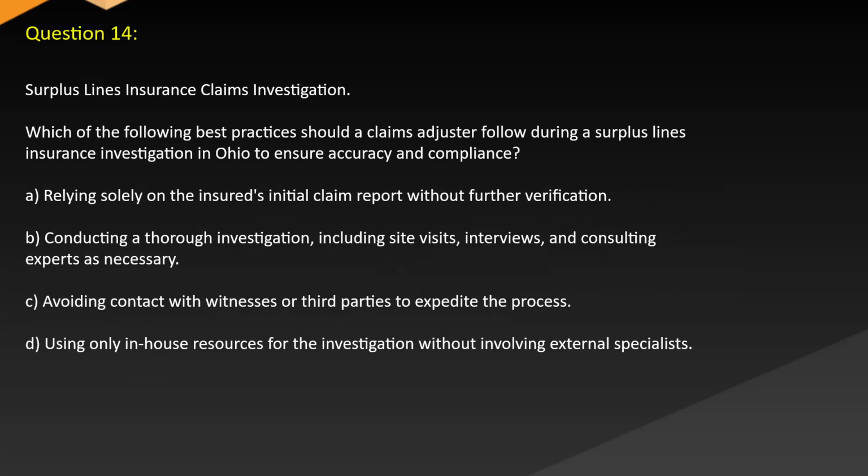3905.30-3905.36. Question 14. Surplus lines insurance claims investigation. Which of the following best practices should a claims adjuster follow during a surplus lines insurance investigation in Ohio to ensure accuracy and compliance? A. Relying solely on the insured's initial claim report without further verification. B. Conducting a thorough investigation, including site visits, interviews, and consulting experts as necessary. C. Avoiding contact with witnesses or third parties to expedite the process. D. Using only in-house resources for the investigation without involving external specialists.